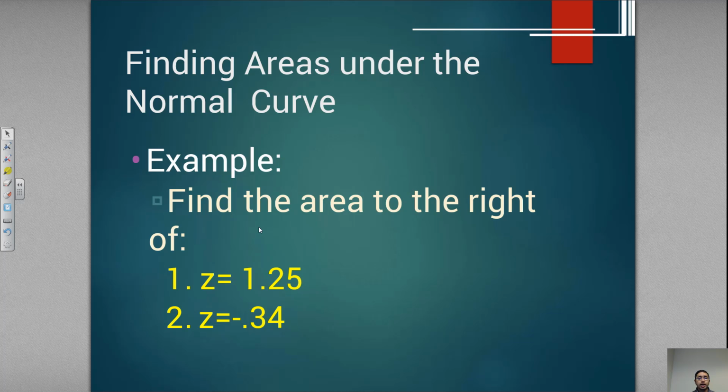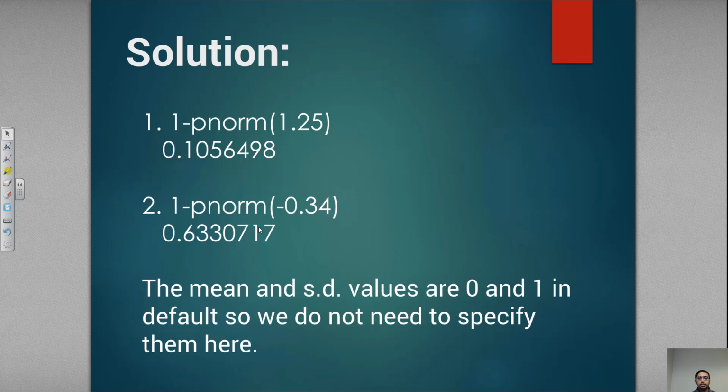Now let's find out how we calculate the areas under the normal curve. Let's try to find the area to the right of z equal to 1.25 and z equal to minus 0.34. The solution is in R code. If we write in the RStudio console 1 minus pnorm(1.25), that's this probability, around 0.11. So why did I do 1 minus pnorm? pnorm, as I have said, is the distribution function, so pnorm(1.25) means the probability from minus infinity to 1.25, and when I do 1 minus that, I get the probability on the right hand side of 1.25. So that's what I did.